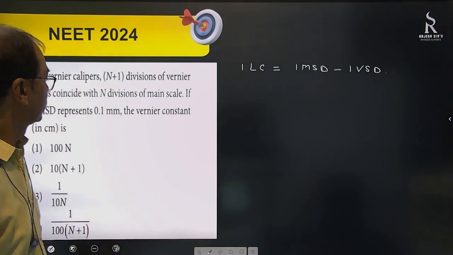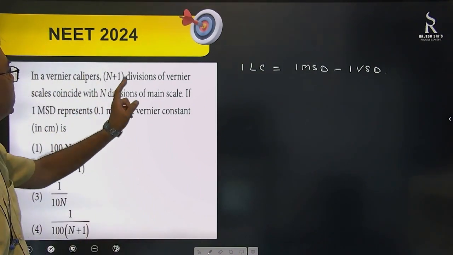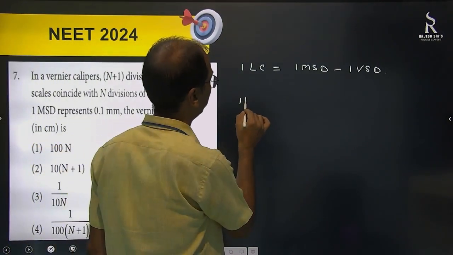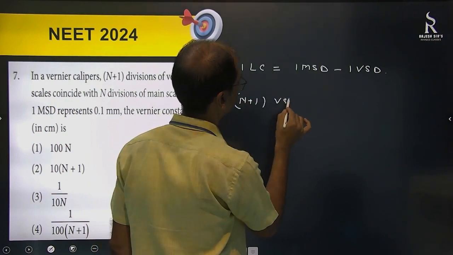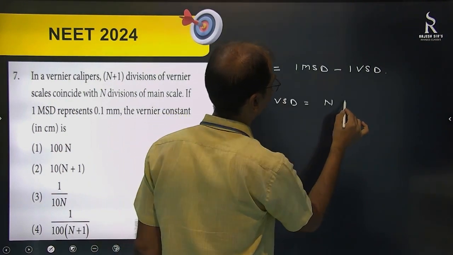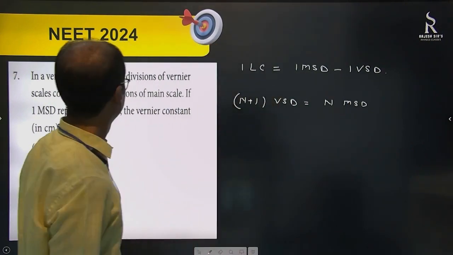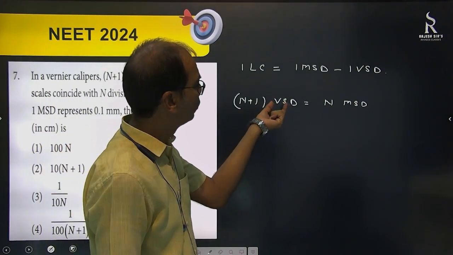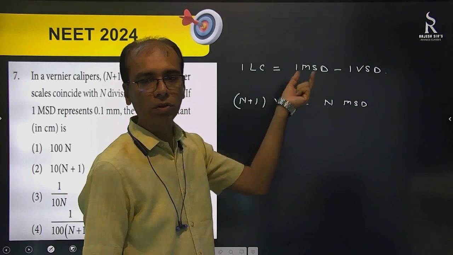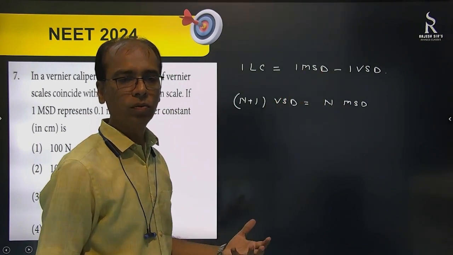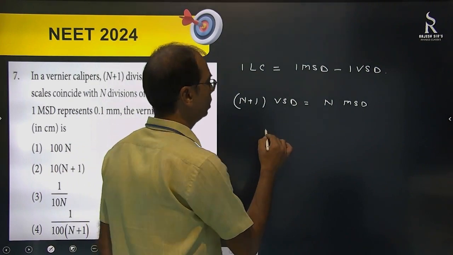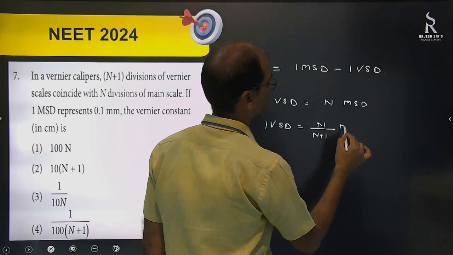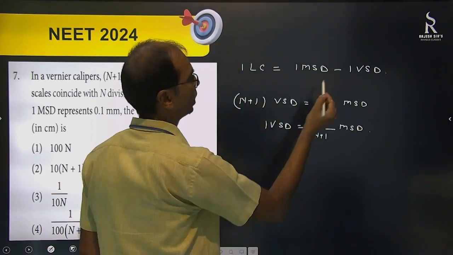Okay. So then what is here? N plus 1 divisions of vernier scale coincides with n divisions of main scale. So we'll say, okay, n plus 1 divisions of vernier scale is equal to n divisions of main scale. That's what question is saying. So what I am trying to do is I am going to get the value of one vernier scale division in terms of main scale division so that I can keep it in this one, because I need to find the least count value. So 1 vernier scale division equal to what? N by n plus 1 main scale divisions. That is it.